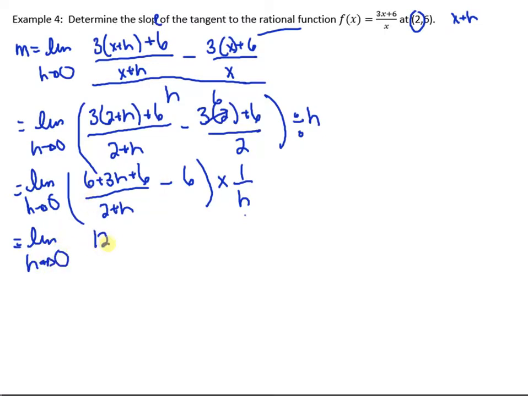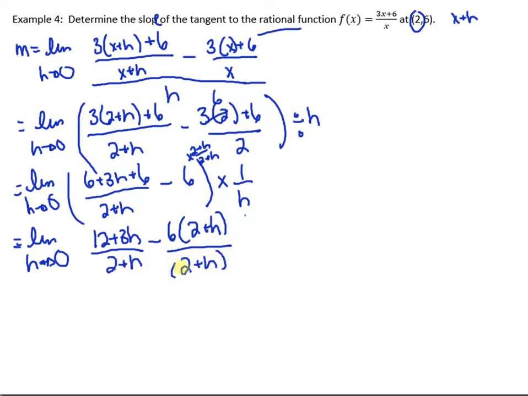This gives us 12 plus 3h over 2 plus h. Now, in order to add the negative 6, we have to multiply by 2 plus h over 2 plus h, because we need that common denominator. So negative 6, 2 plus h over 2 plus h. Now they have the same common denominator. We can collect the terms on the top, because again they're the same denominator. So let's leave the 2 plus h on the bottom.